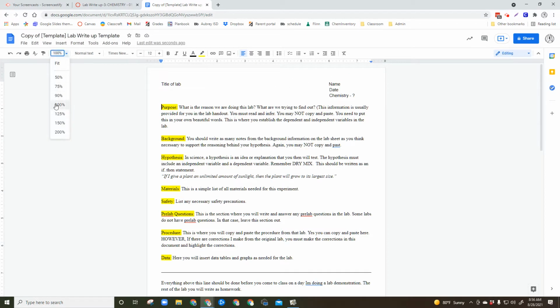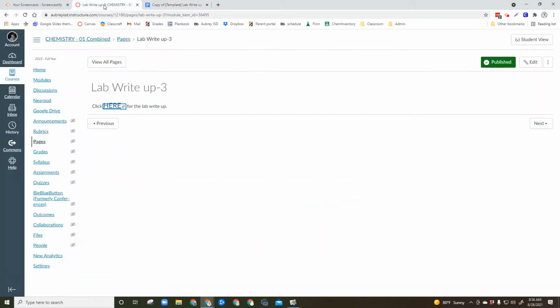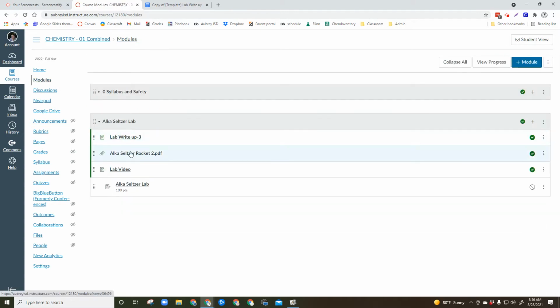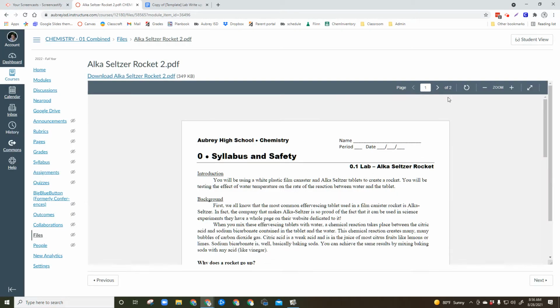So let me go to 150 zoom on this. This is the template for the lab write-up. And what you're going to do is you're just going to erase these instructions and type in your stuff here. And then you're going to turn in this file to me at the end when we do our lab. Okay, so you're going to need another document. And there's several ways to get that. You can either click next here, or you can go back to modules and click Alka-Seltzer Rocket, the handout.